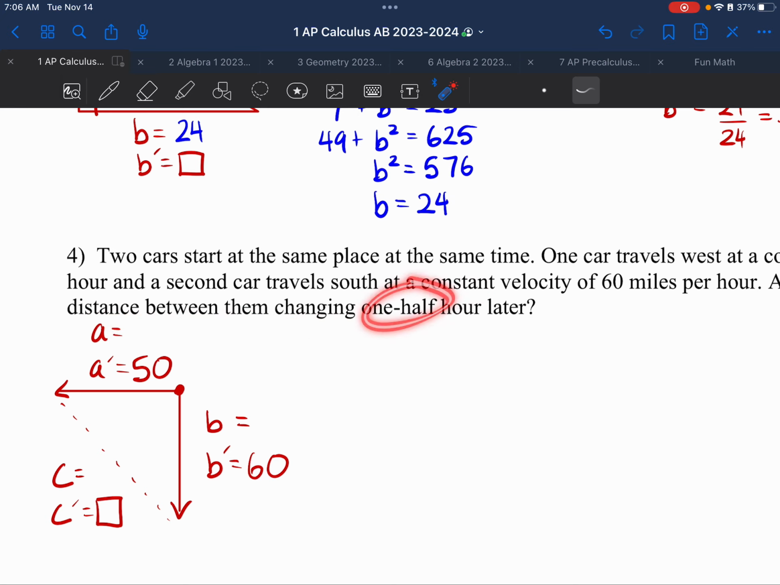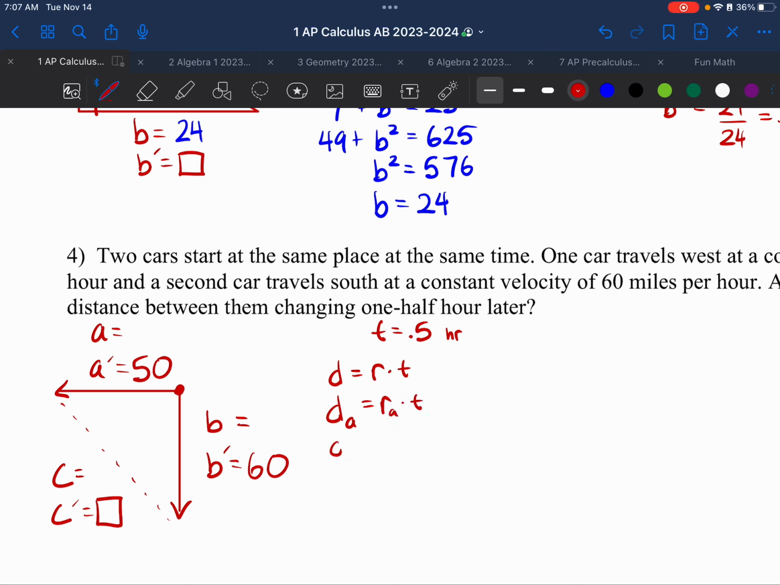So half an hour means that in this case my time is going to be equal to 30 minutes, but since everything is in miles per hour, I'm just going to say 0.5, because that's hours. And we're using this second equation, which is to find distance, that's going to be equal to rate times time. So specifically, to find the distance for A, I'm going to do the rate of A times the time that we have.